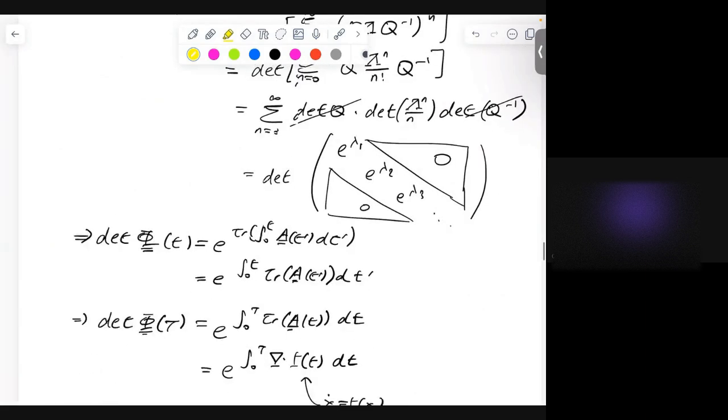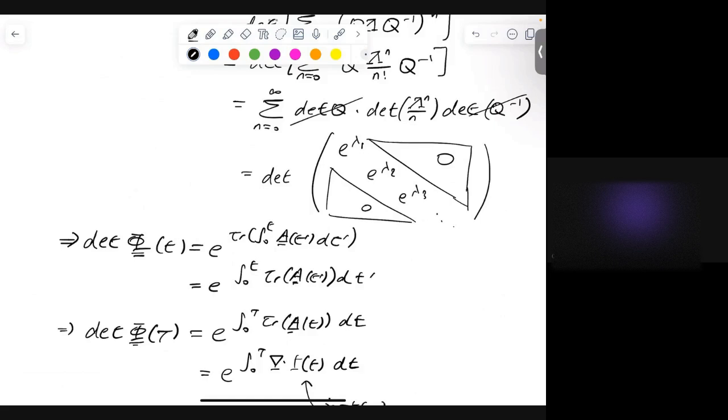Okay, I should probably write this out a bit more. So this is the product of e to the eigenvalues, which is of course equal to e to the sum of the eigenvalues.